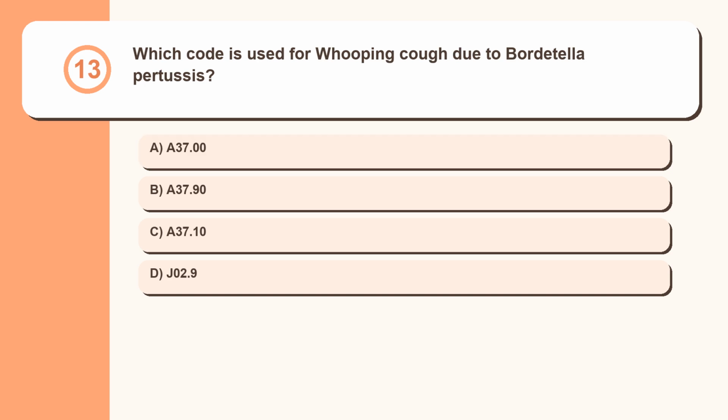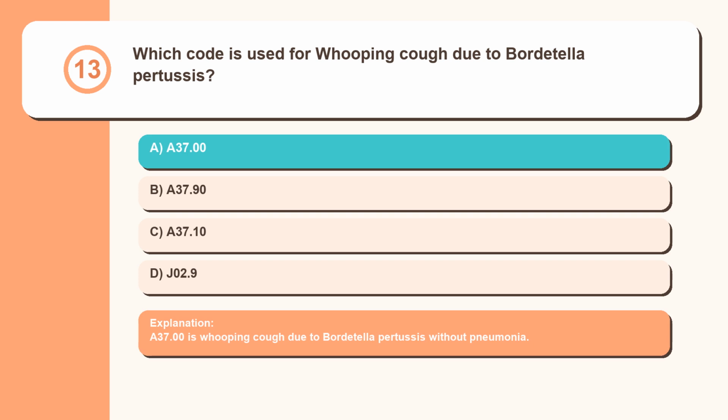Question 13. Which code is used for whooping cough due to Bordetella pertussis? A37.00, A37.90, A37.10, J02.9. A37.00 is whooping cough due to Bordetella pertussis without pneumonia.